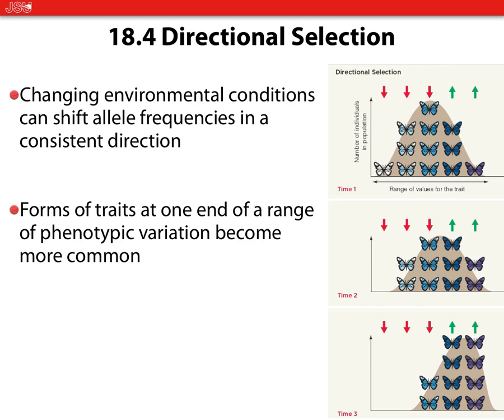Either way, over time, what happens? If you go at the top, we have some white, some intermediate, and then some dark purple. But for whatever reason, the dark purple ones are selected for. Therefore, over time, the dark purple allele is more predominant than the white allele.